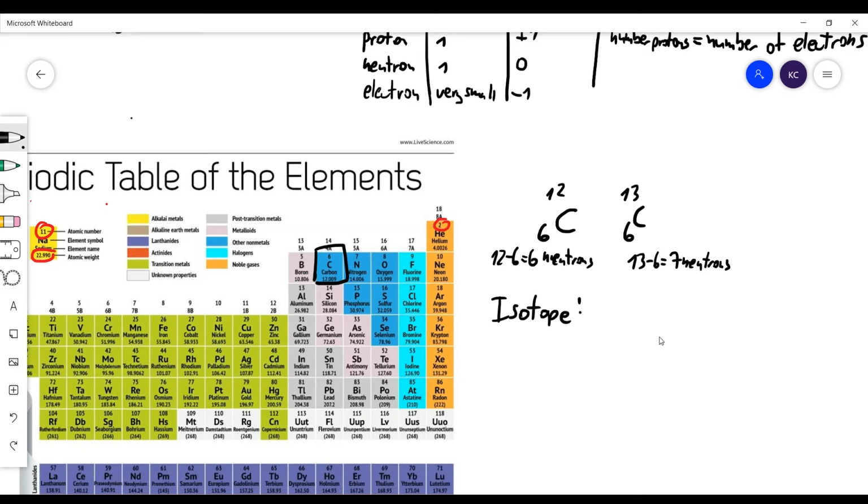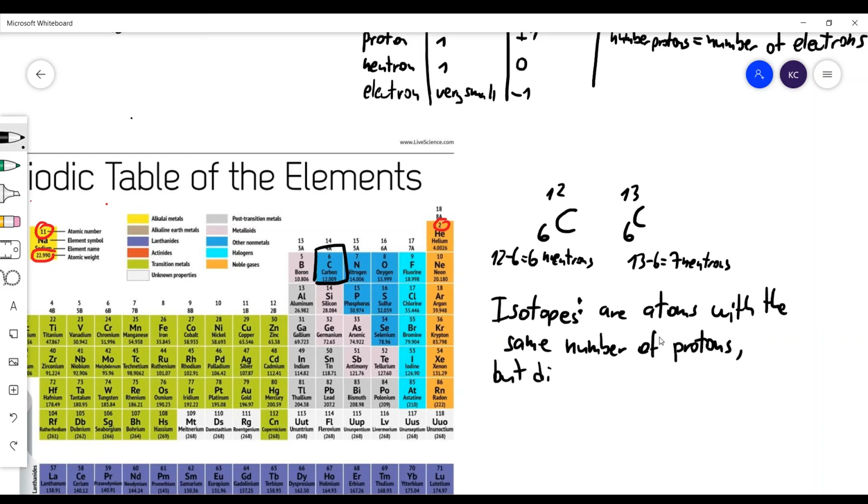So isotopes are atoms with the same number of protons but different number of neutrons. And the atomic weight that you see in the periodic table is basically the average of the weight of all isotopes in nature.